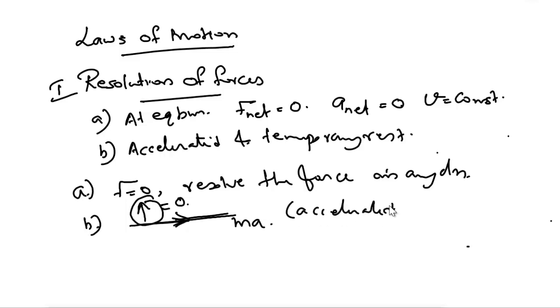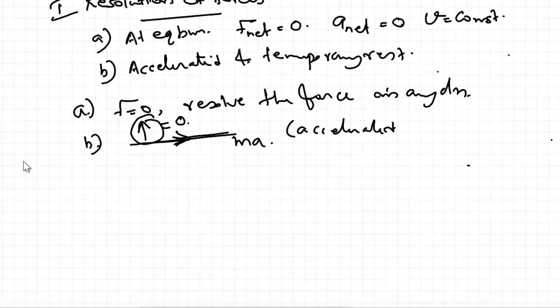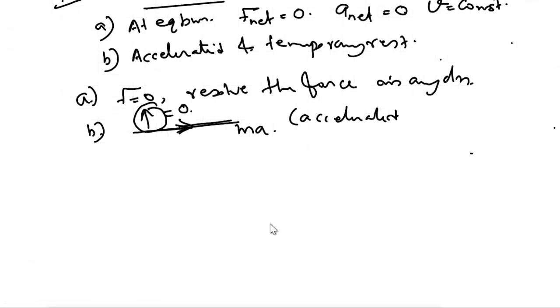Here in the second situation, we considered that the object is accelerated and temporarily at rest. If the object is accelerating, we will be resolving it into two components. One is acting along the direction of the motion and the other one is perpendicular to that. If it is accelerating in that direction, the force is F is equal to ma. Perpendicular to that component, force will be equal to 0.